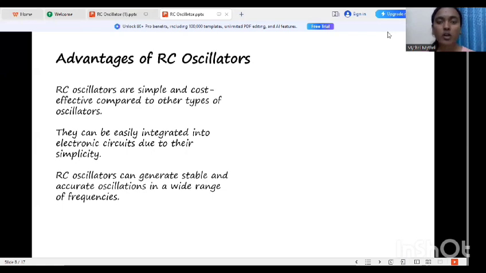Advantages of RC oscillators. RC oscillators are simple and cost effective compared to other types of oscillators. They can be easily integrated into an electronic circuit due to their simplicity. RC oscillators can generate stable and accurate oscillations in a wide range of frequencies.